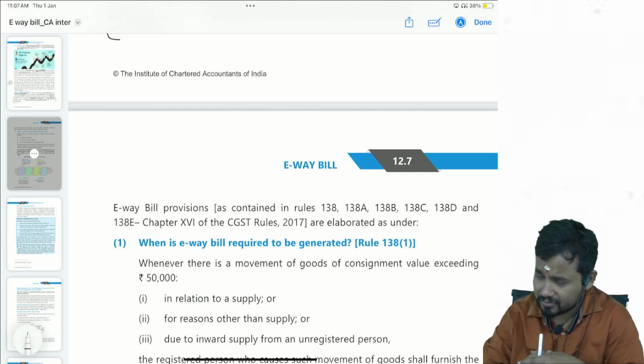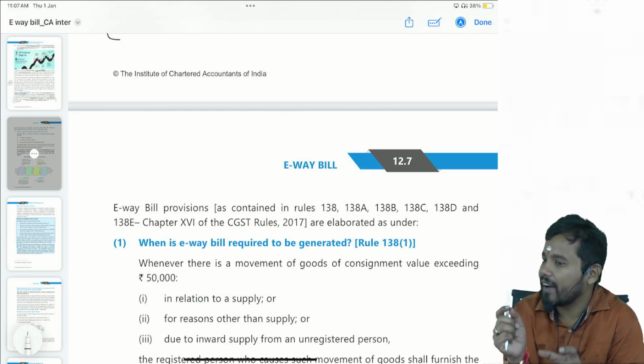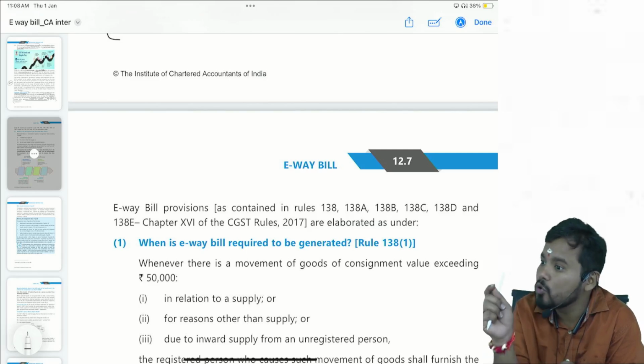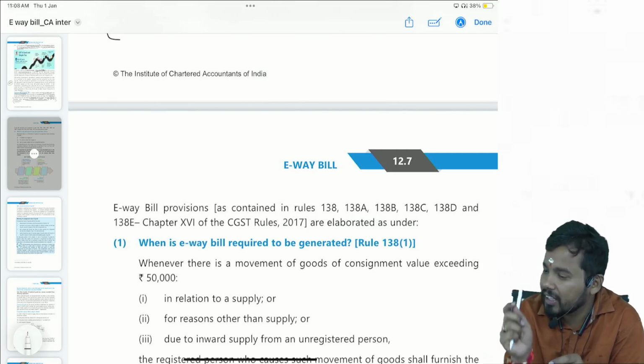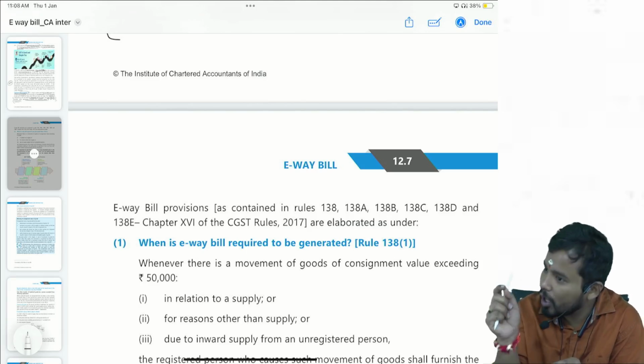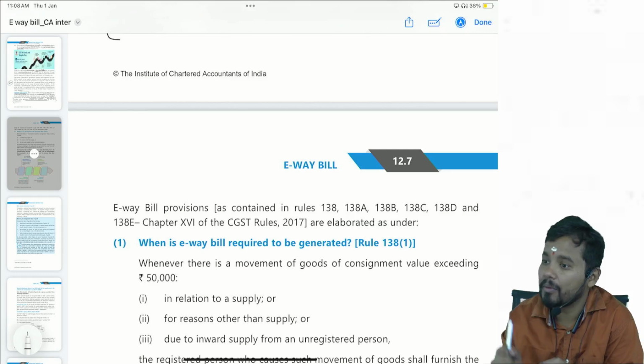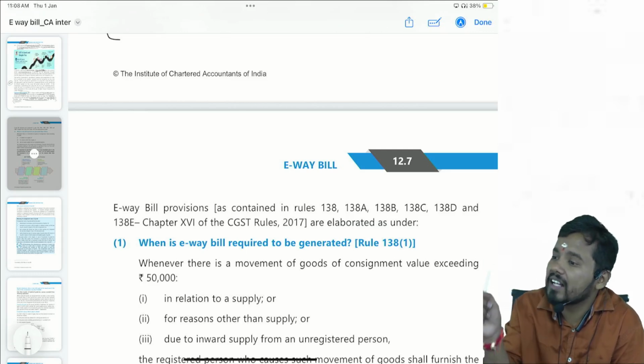Okay, now, sir, what factors matter for generation of an e-way bill? It is not even supply, it is movement. Whenever there is movement of goods, you have to generate an e-way bill. Distance doesn't matter. But what matters is, what is the consignment value?